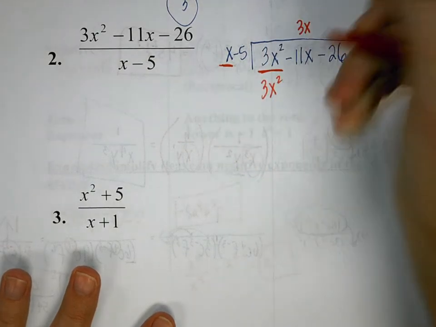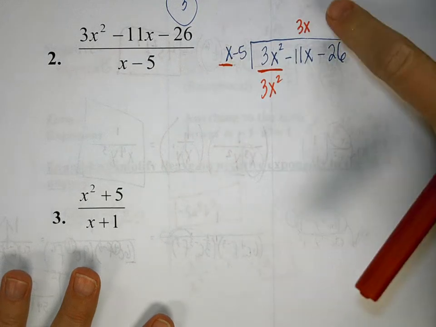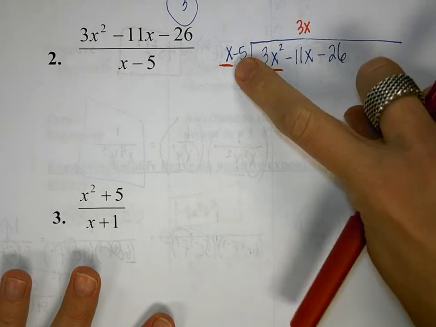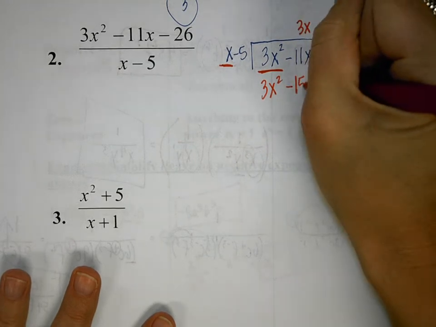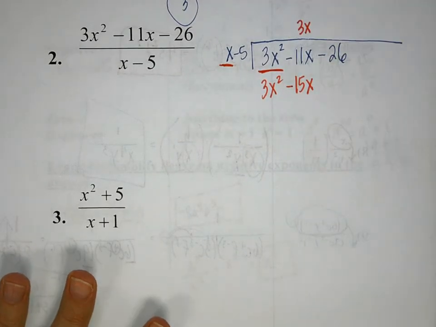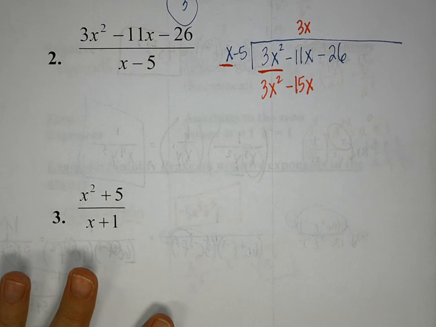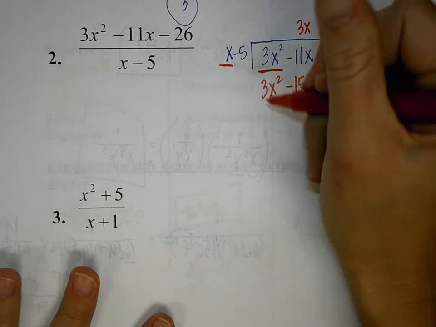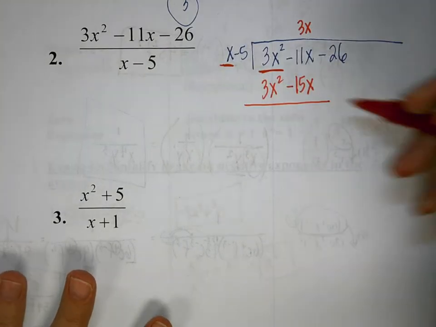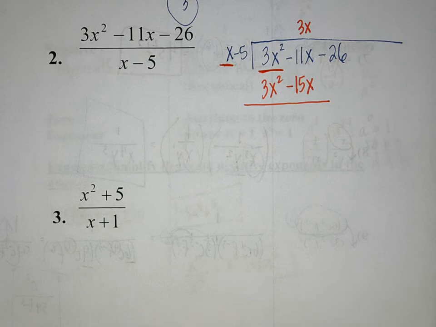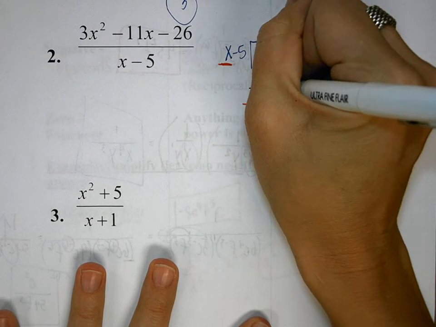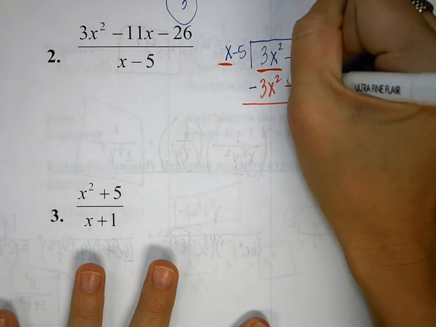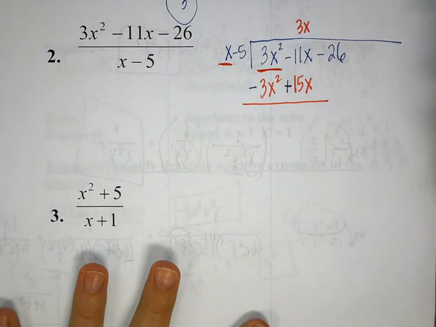But you have to multiply it to each of these. So we have 3x times negative 5, which is negative 15x. And we need to remember, though, in long division, after we get those answers, what do we do? You subtract. We distribute that negative. So this becomes a negative, and this is a positive. Okay?